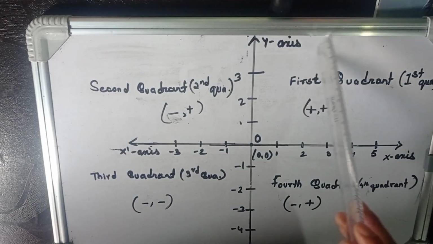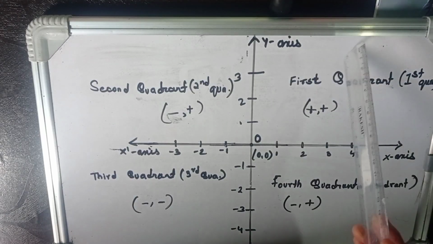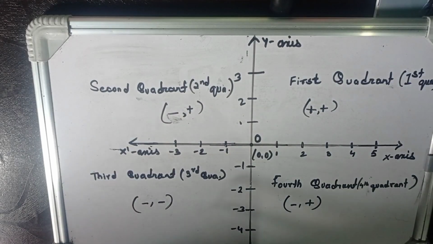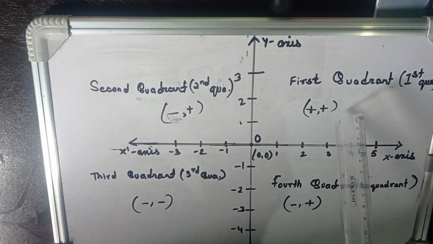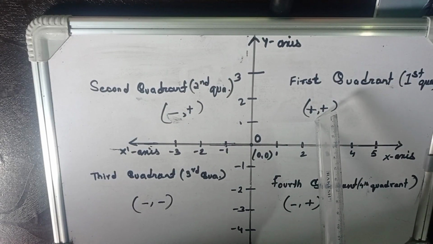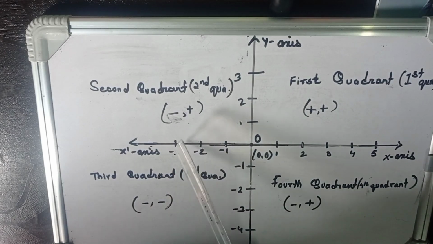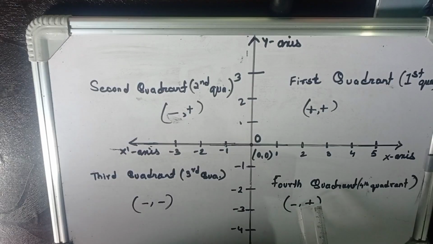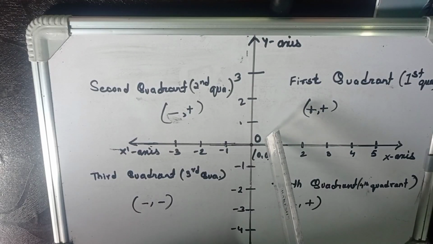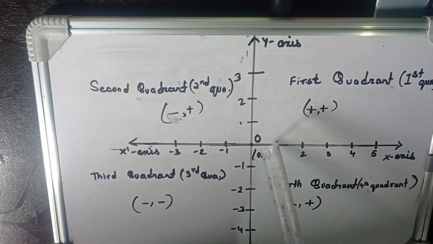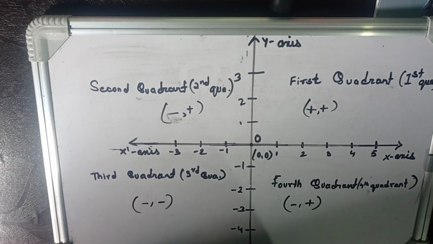So this plane we call the first quadrant. And this is the second quadrant, third quadrant and fourth quadrant. Here the signs will be plus comma plus, minus plus, minus minus, and plus minus. This is the origin O, where these two lines intersect, and we denote it as 0 comma 0.